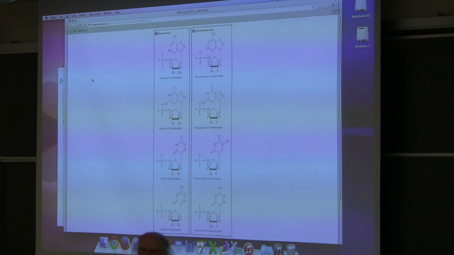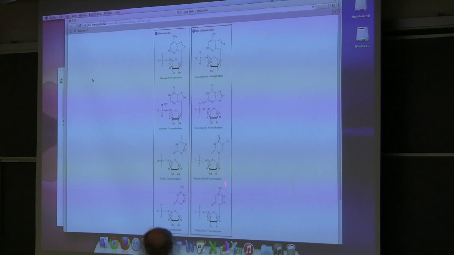How can we tell them apart? A 5' end will not be attached to another nucleotide, and a 3' end will not be attached to another nucleotide, but all the ones in the middle will be joined together just like the peptide bonds were. And I'll show you one in just a second.